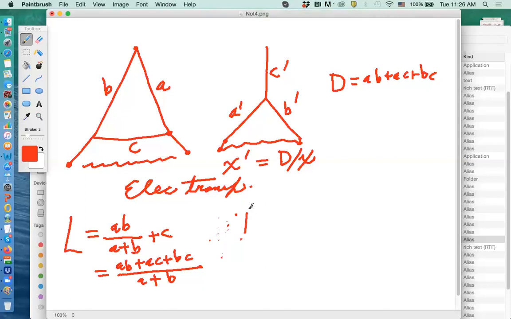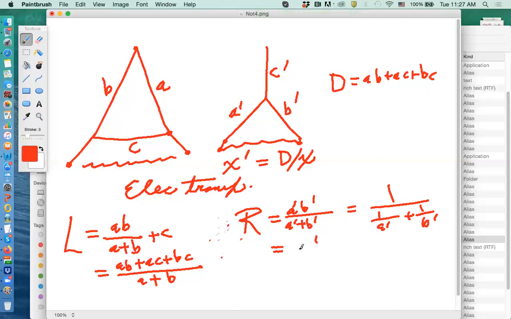So what I will have on the right-hand side will be equal to A prime times B prime divided by A prime plus B prime, but better written as 1 divided by 1 over A prime plus 1 over B prime, so that I can use my rule. And if I use my rule, then it is going to be equal to 1 divided by 1 over A over D plus B over D, and that's going to be equal to, multiplying top and bottom by D, D divided by A plus B, and as you see, those are equal.